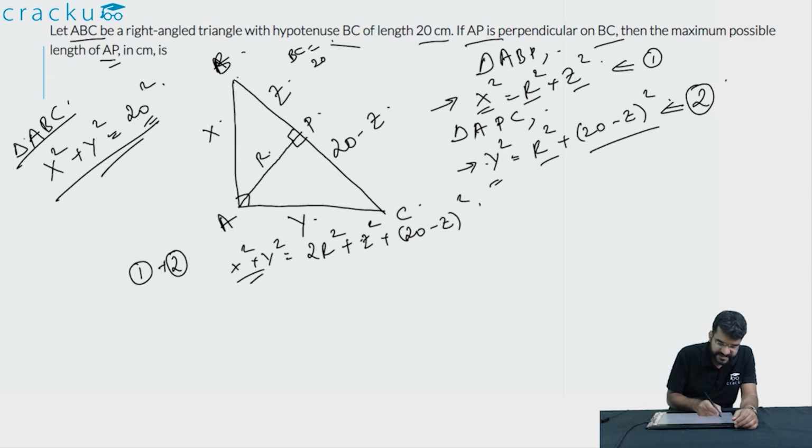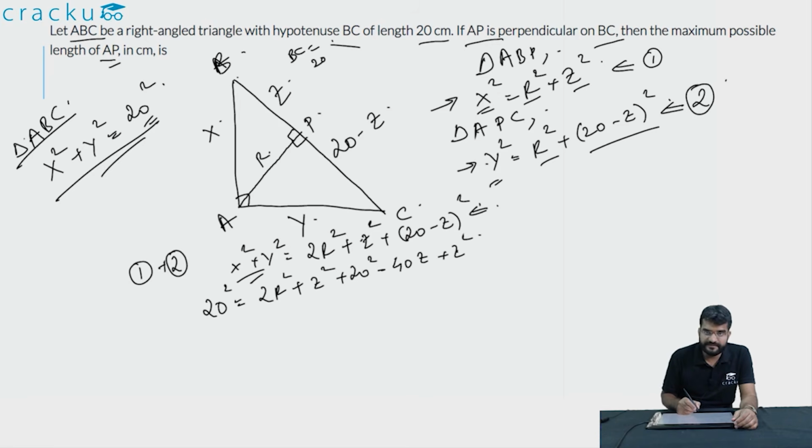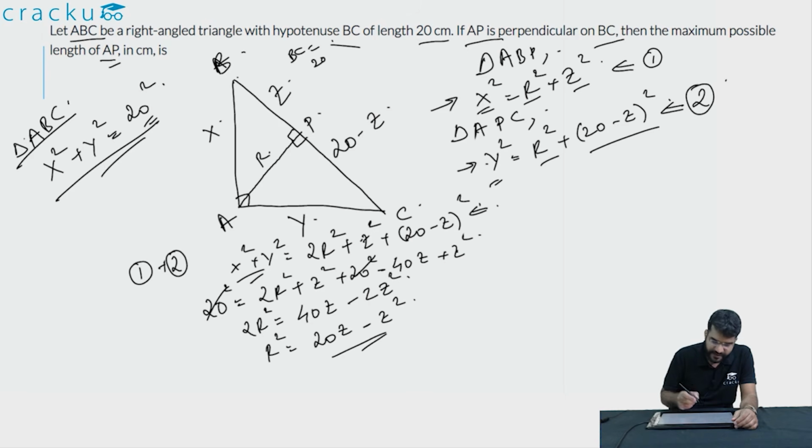Now x square plus y square is equal to 20 square. So we'll substitute that. So 20 square is equal to 2r square plus z square plus 20 square minus 40z plus z square. This is just an expansion of (20 minus z) whole square. Now we'll cancel out the common terms, that is 20 square, and we'll try to find out the value of r square. So 2r square is equal to 40z minus 2z square, or r square is equal to 20z minus z square. Now we'll have to vary z. The value of z can vary from 0 to 20 and try to maximize r square.